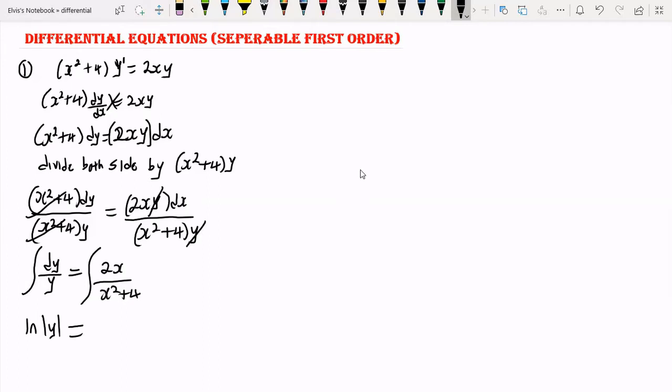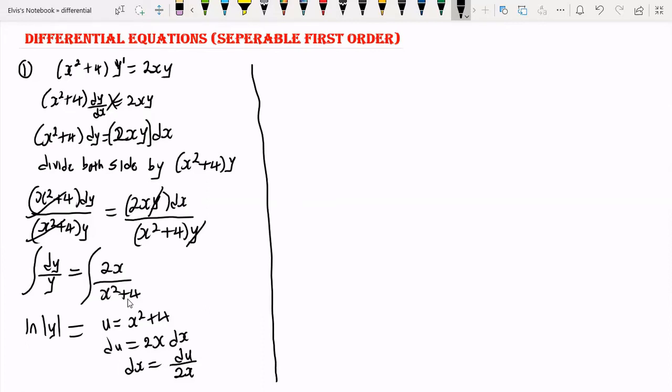Now we're also going to take the integral on the right side. We are going to use u substitution to evaluate this integral. Let u equal s squared plus 4. Now we take the derivative of u with respect to s, so du is equal to 2s ds. Now we solve for ds, so ds is equal to du over 2s. Now we plug this inside the integral.